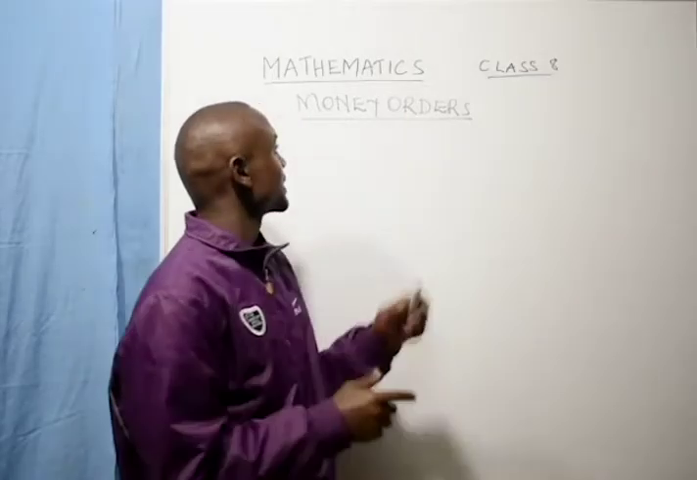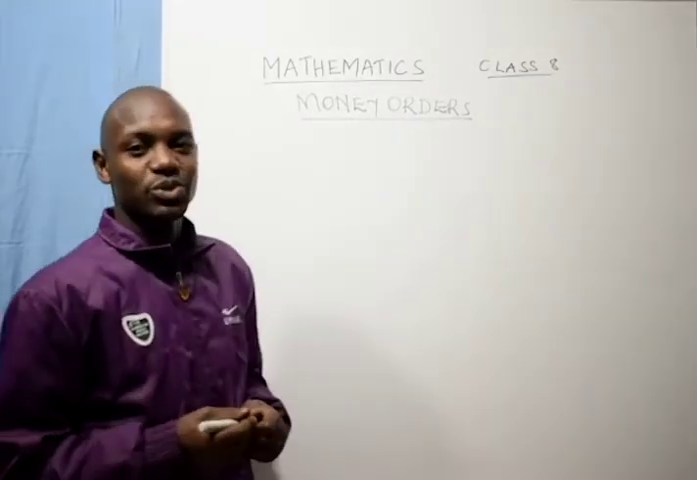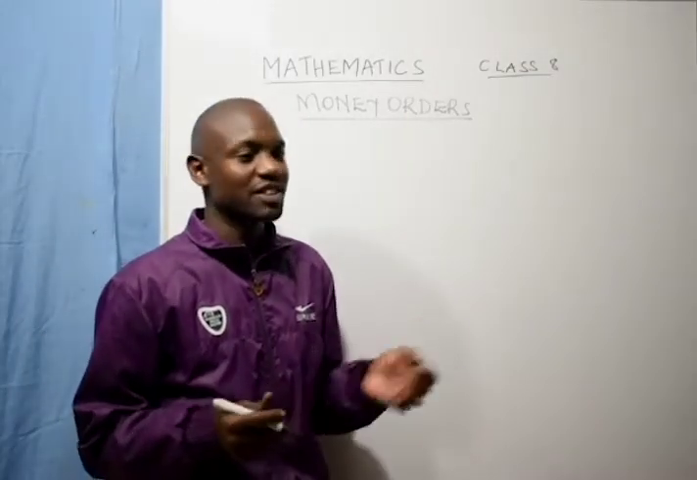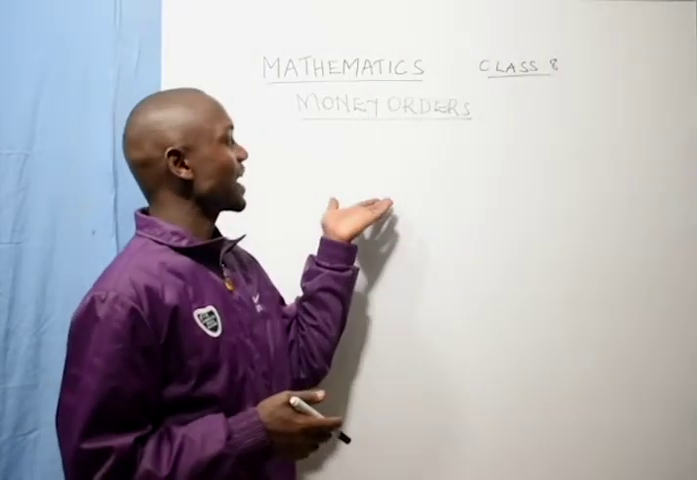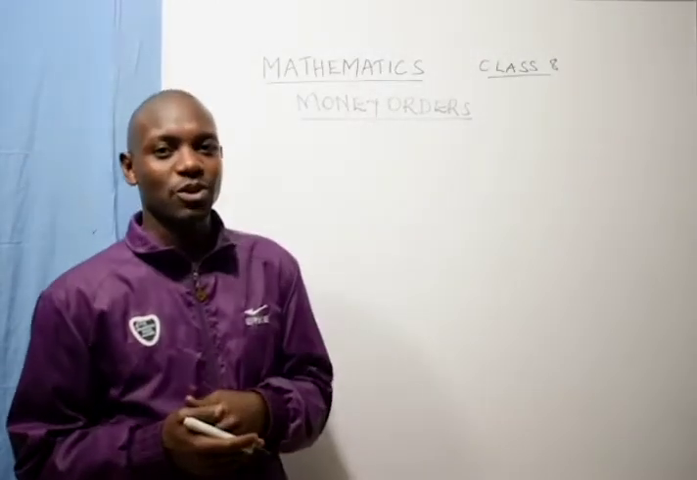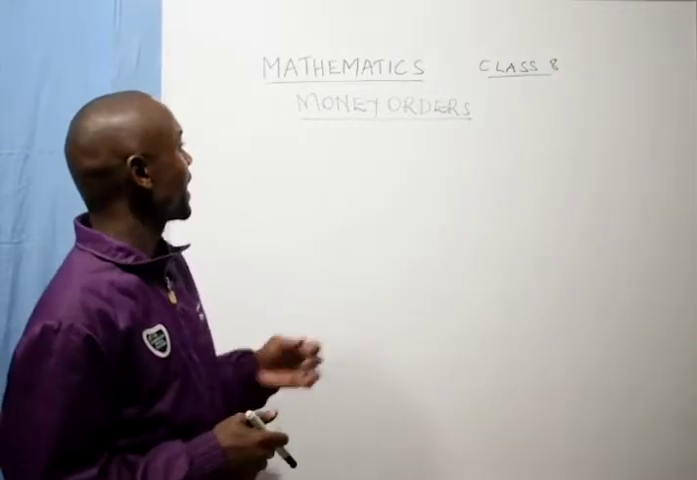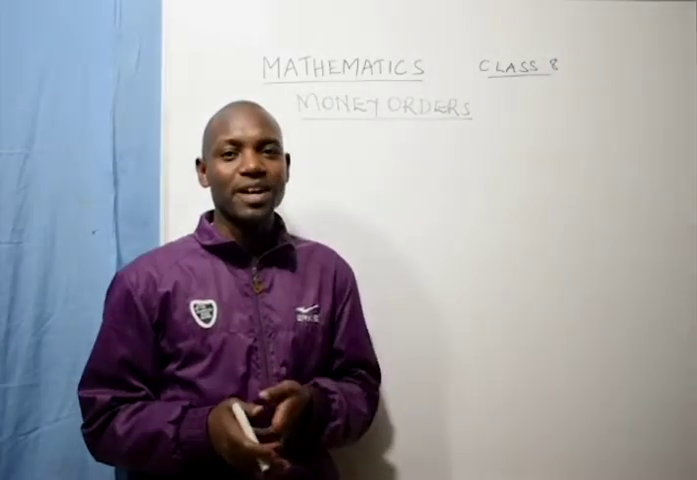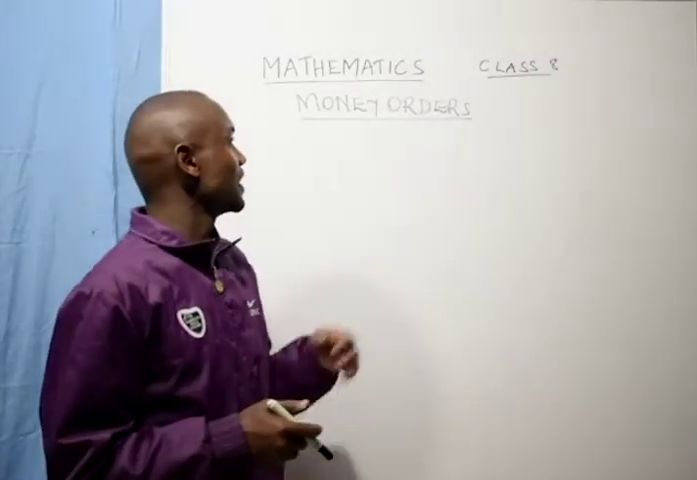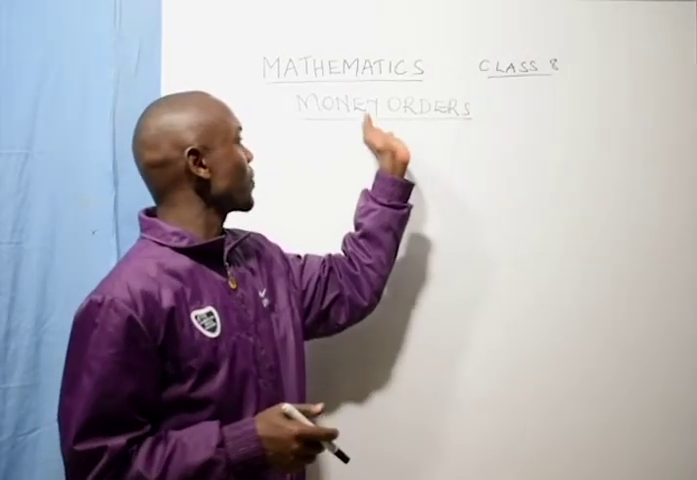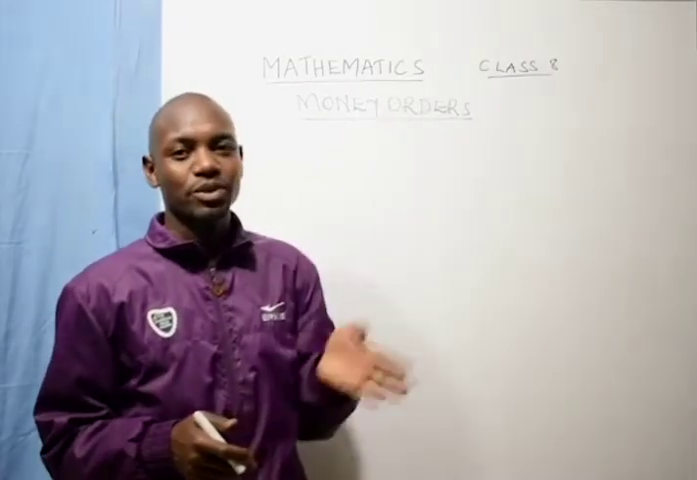Today I want us to look at money orders. In the previous lessons we looked at postal charges, whereby we say this is sending our items through the post office. Sometimes you can be required to send money through the post office. So this is a situation whereby we send money through the post office.